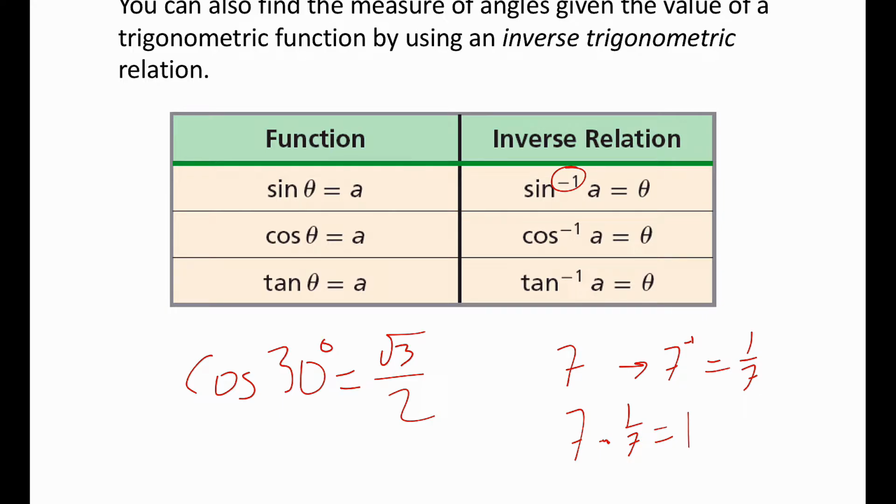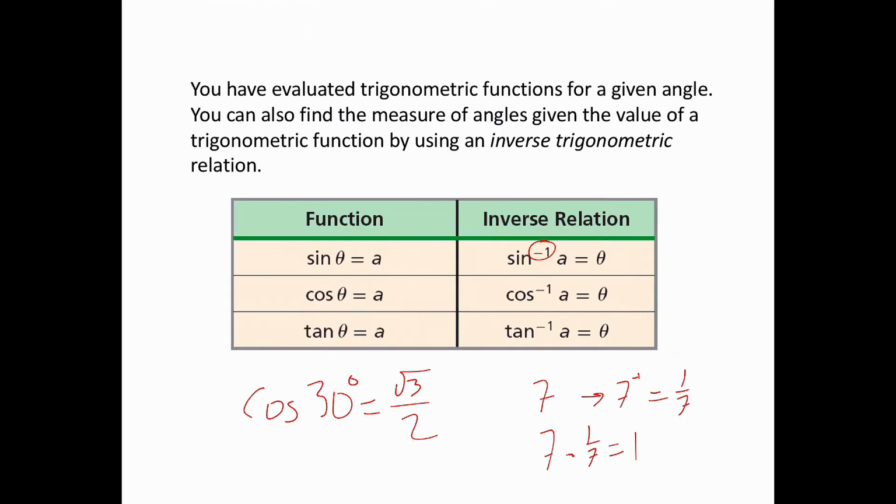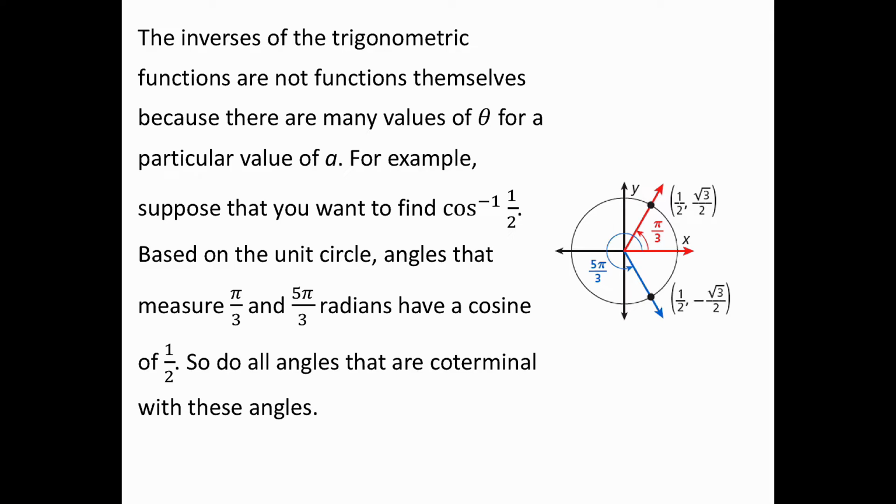So we've got cosine and inverse cosine, and tangent and inverse tangent of A. Now, how we're going to use this: the inverses of the trig functions are not functions themselves, because there are technically an infinite number of solutions for theta for a particular value of A.